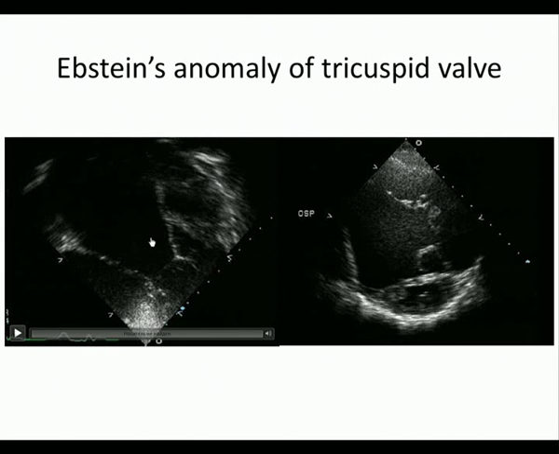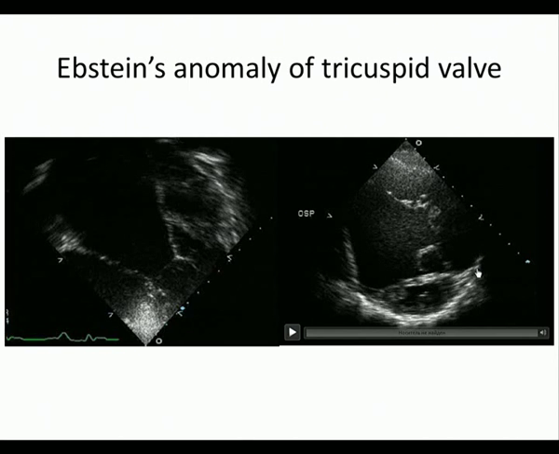This is Epstein's anomaly of the tricuspid valve. So this is the left ventricle here. This entire structure here is the right ventricle. The septal leaflet now, instead of being up here at the annulus, is here. This entire area is all atrialized portion of the right ventricle. On the lateral view, this structure here, which looks like a tiny appendage, actually is the left ventricle in this patient. This entire structure up here, that is their right ventricle. So this is a typical Epstein's anomaly of the tricuspid valve.